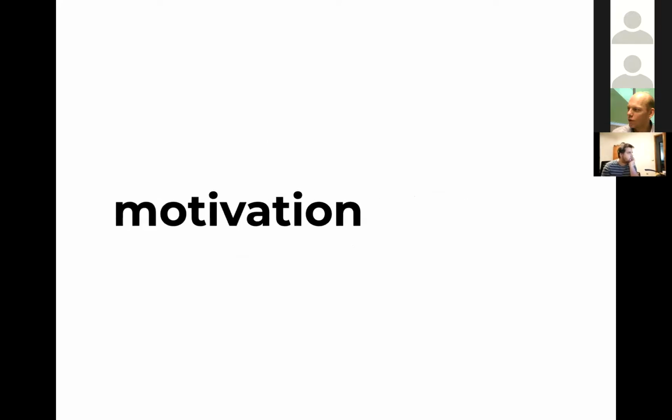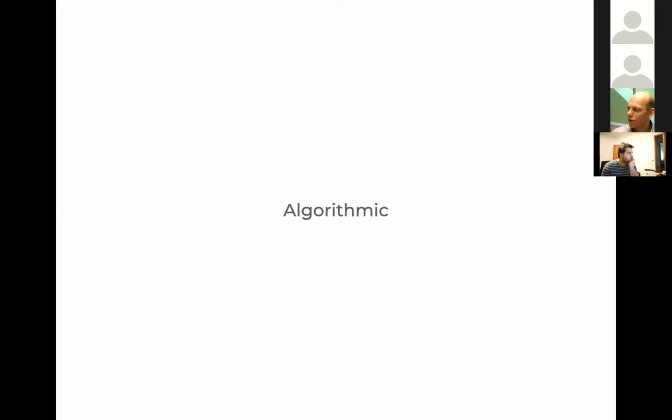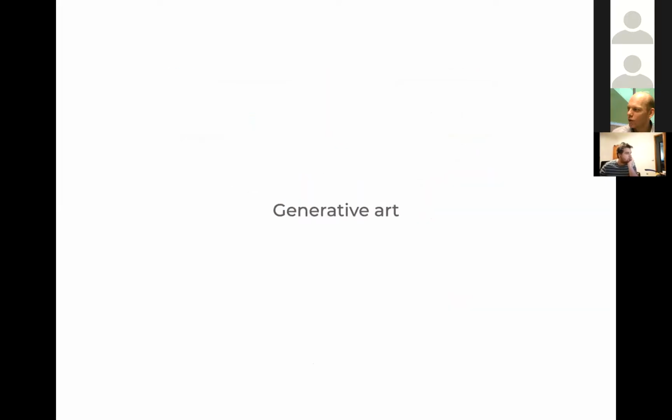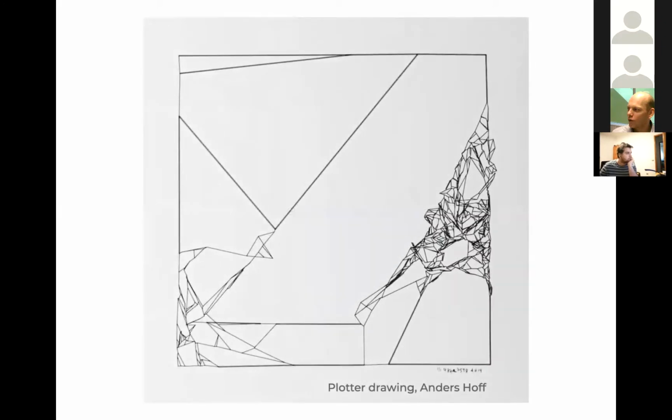So as for the motivation for this work, we thought of algorithmic or generative processes that allow us to create autonomous systems. And if we think about application domains, things like algorithmic or generative design come to our minds, or generative graphic design, or generative art. So when we think about generative processes, we usually think about these application domains.